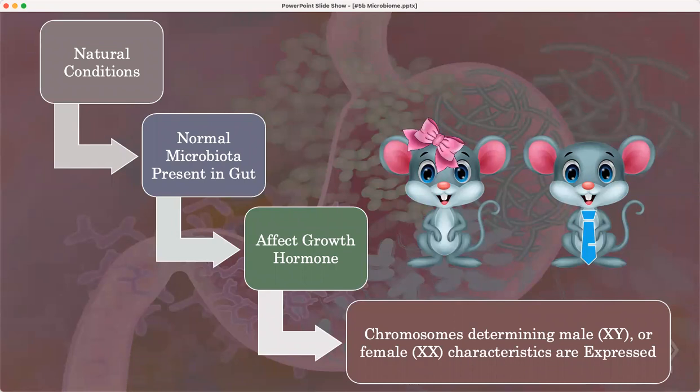So under natural conditions, there's a normal microbiome in the gut, in all mammals actually, not just humans. And they affect the growth hormone, affect expression of the genetics. And so we always think that chromosomes are the only thing that determine male or female characteristics. But these microbiomes affect how those characteristics are expressed.